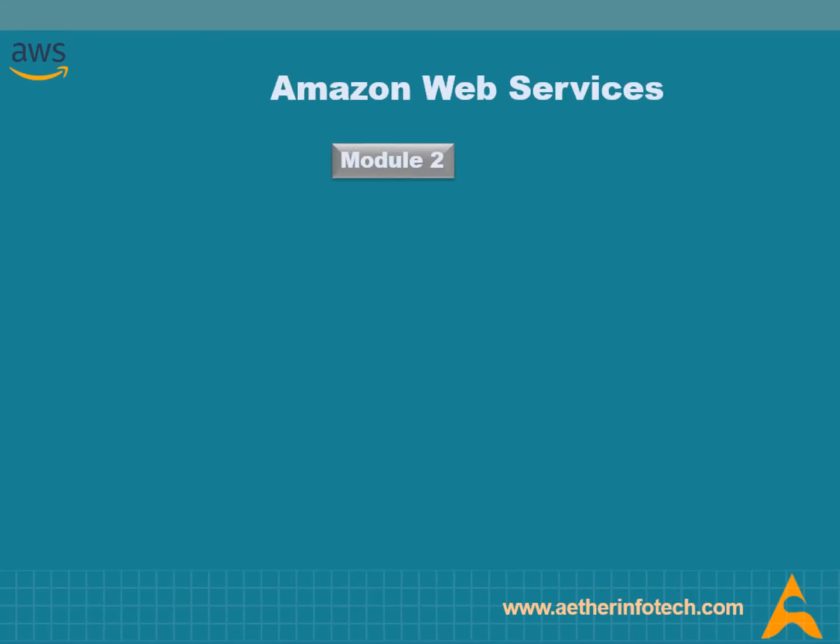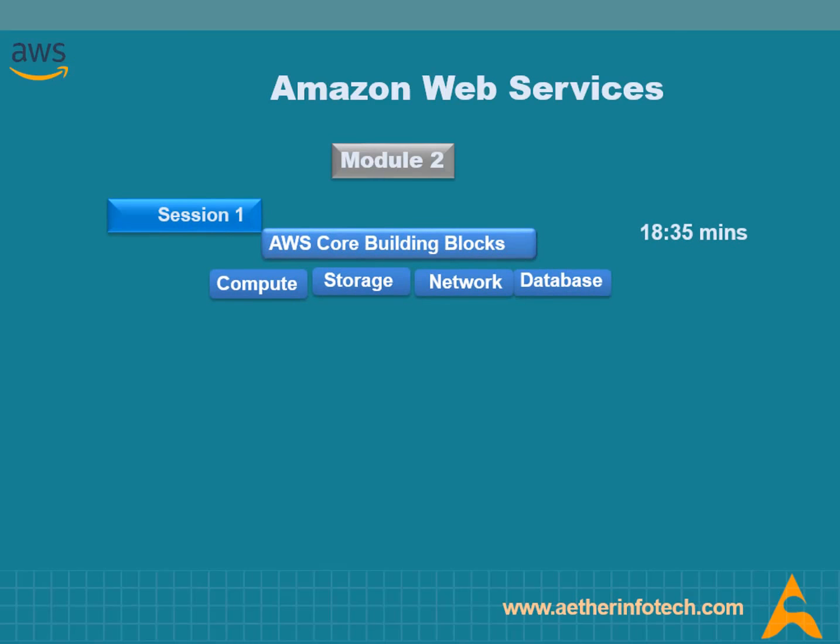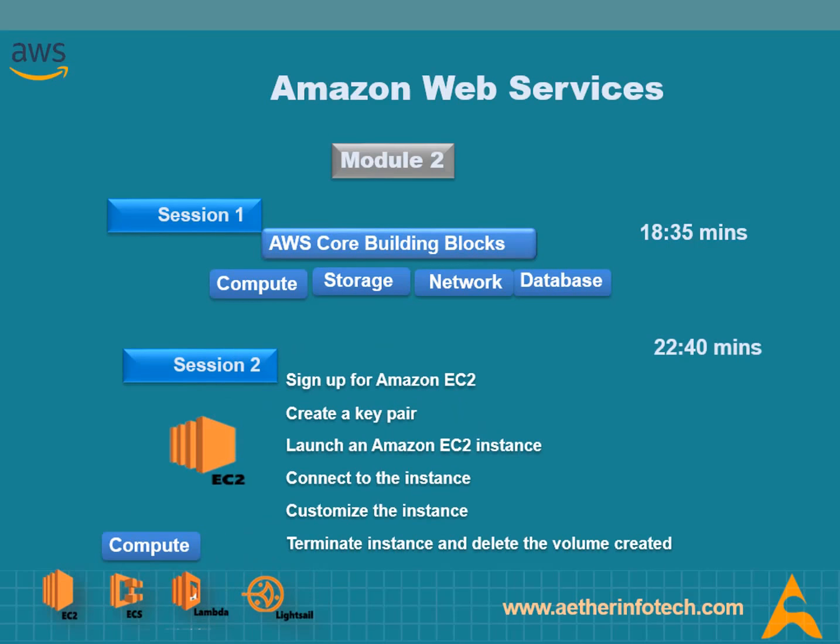Further, we'll move to Module 2, which will have around 7 sessions. Session 1 talks about core building blocks like compute, storage, network, and database. This session is an overview of all the offerings by Amazon. In further sessions, we will talk about the most important ones along with lab sessions in detail.